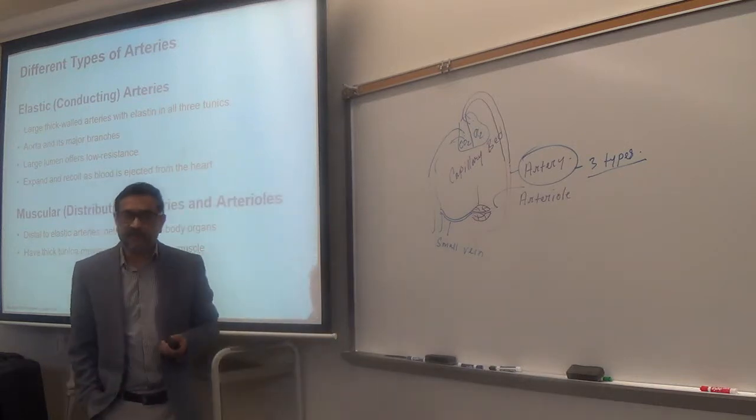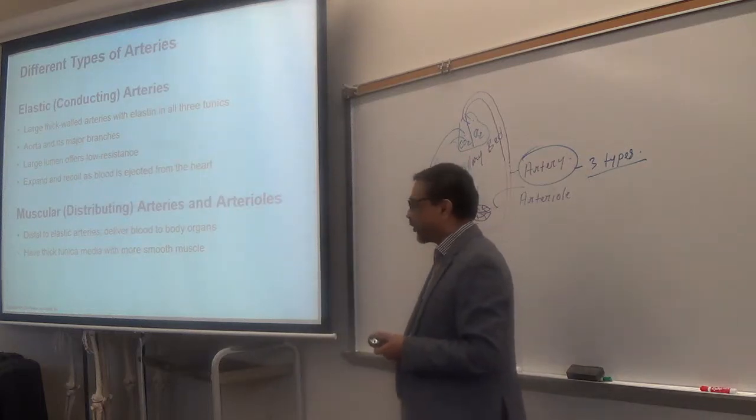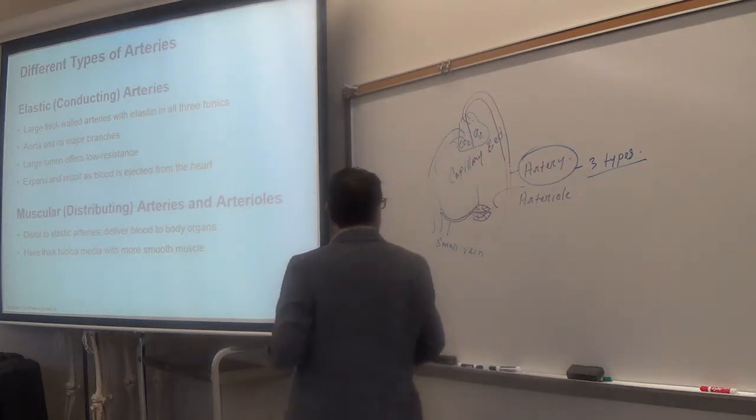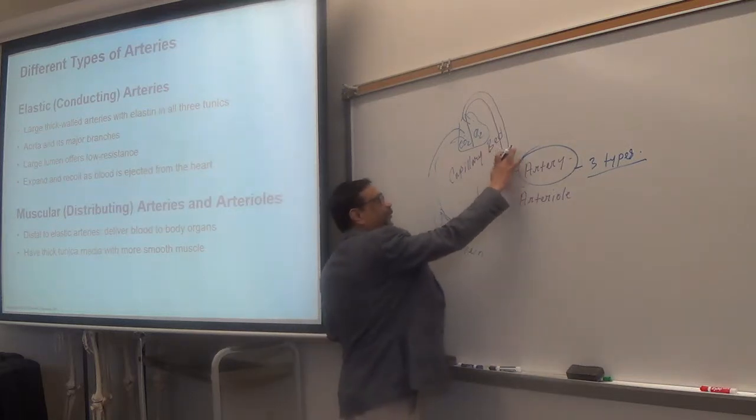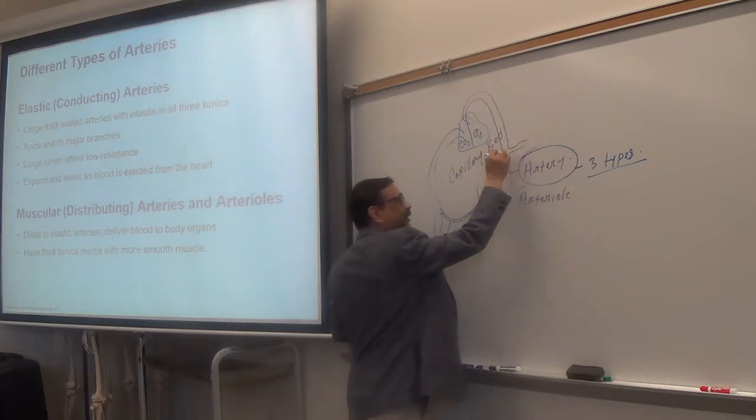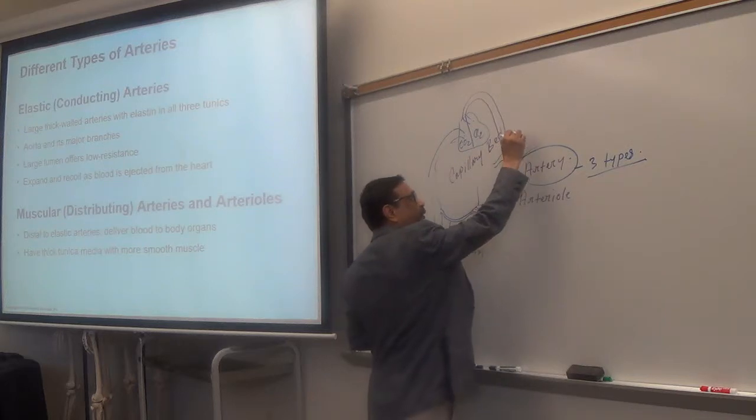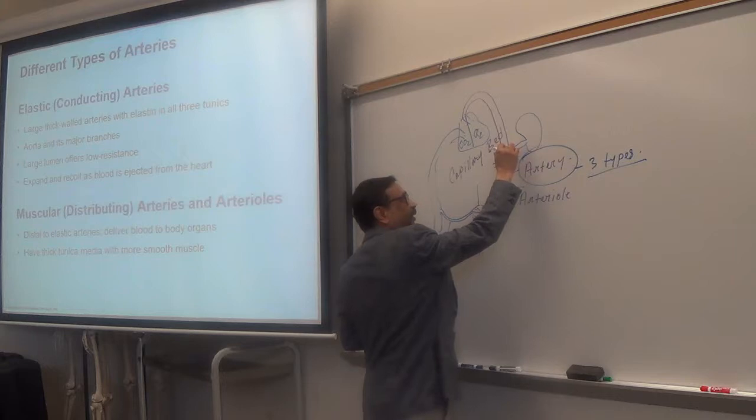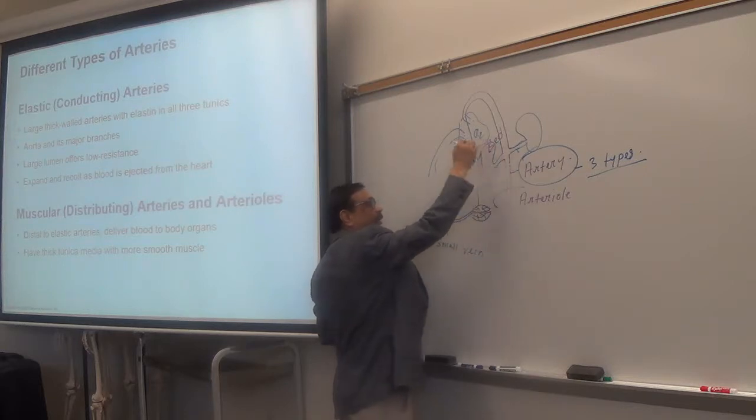Medium-sized arteries are called muscular arteries or distributing arteries. Why? Because you see, from the large artery, branches arise and go to different organs. For example, this branch is going to the spleen, splenic artery. You must remember. Renal artery goes to the kidney. Hepatic artery goes to the liver.